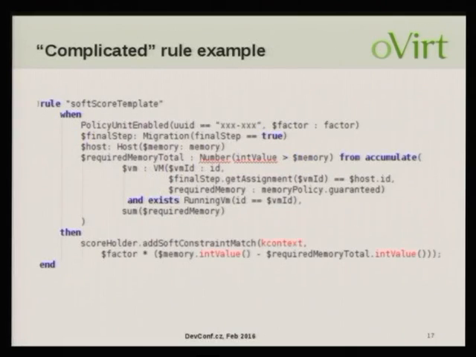And this is a complicated rule. You see it got a bit more dense. There is a collection in here, accumulate. It basically computes all the memory consumption of all the VMs from a single host, so we can check that there is enough space for a new VM. This is just an example. It's actually simplified. It's a bit more complicated now. So you see, it's still not that hard to read, but it can get a bit more complicated. It's still not Java, though.